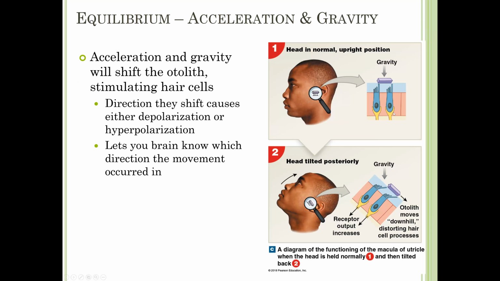Because you can get a different signal in each direction, this lets the brain know in which direction the movement occurred. And because you've got both the utricle and saccule with the maculae arranged in slightly different directions, all of that information together lets the brain know exactly what position your head is in relative to gravity. And then the acceleration works very similarly.